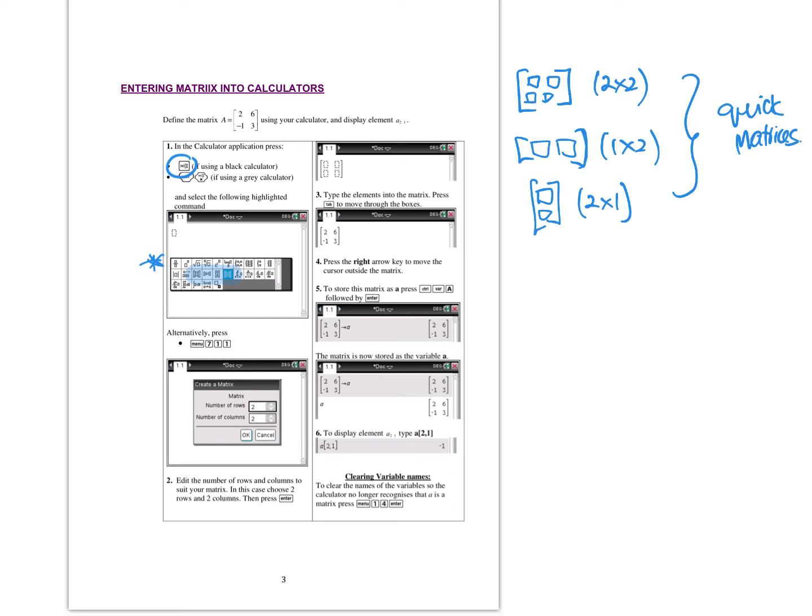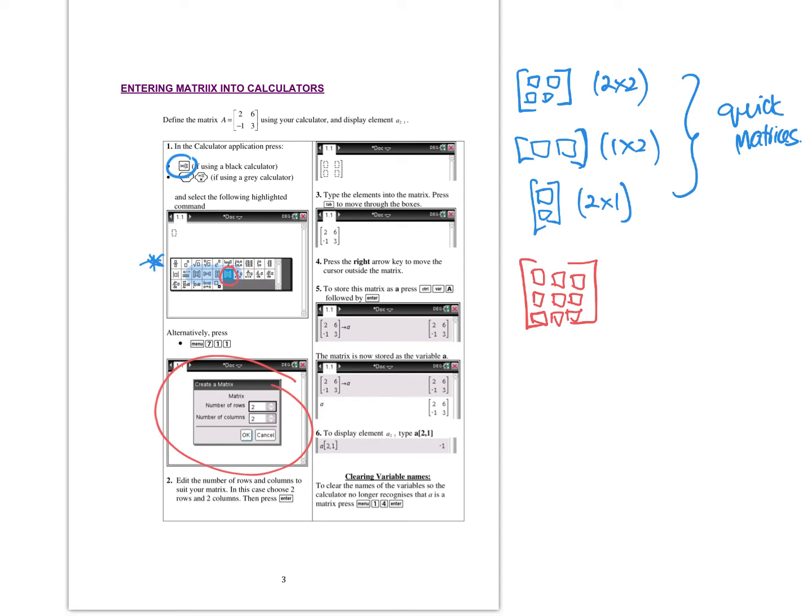Now, the last one, the one here that's highlighted, actually looks like a 3x3. It's the one you can use to make whichever size matrix you want. If you click on that, you then get asked how many rows and how many columns you want, and you just pick it and click OK.